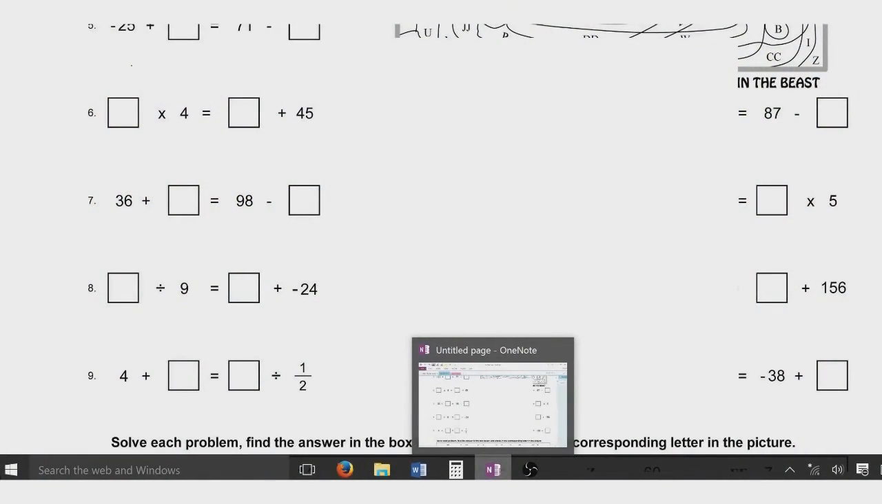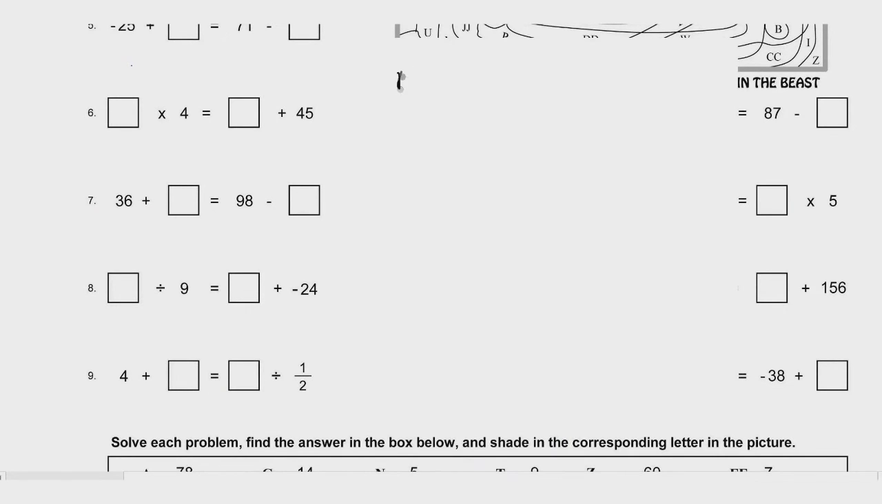You're working on problems 6, 7, 8, and 9. Problem 6 is an empty box. I'm just going to put n times 4 equals an empty box, n plus 45. Now, n times 4 is actually the same thing as 4n. If you like to write it that way, you can, if that helps you. It actually saves us time in algebra and later on in math.